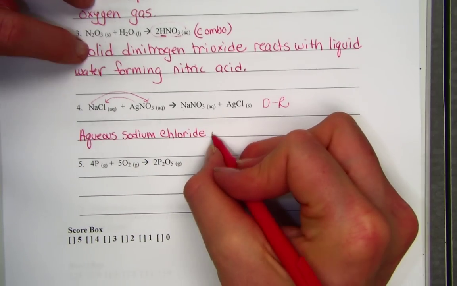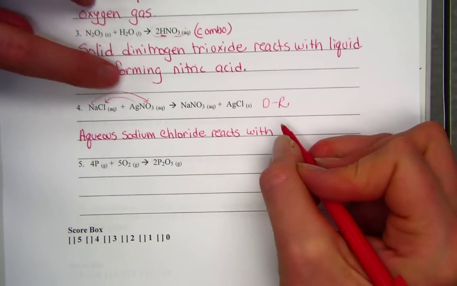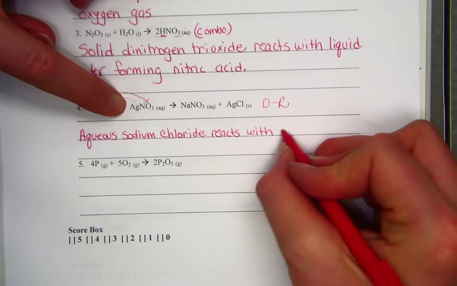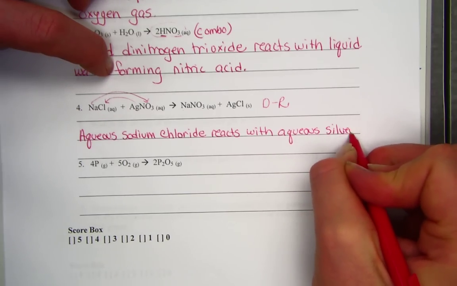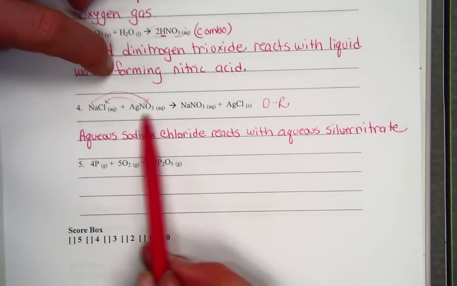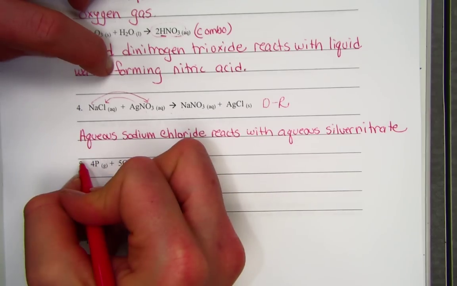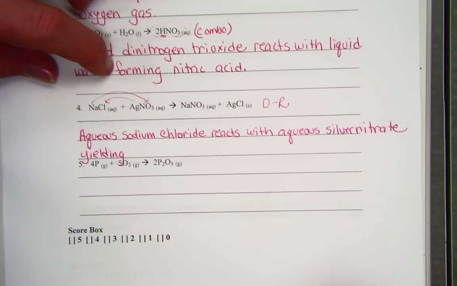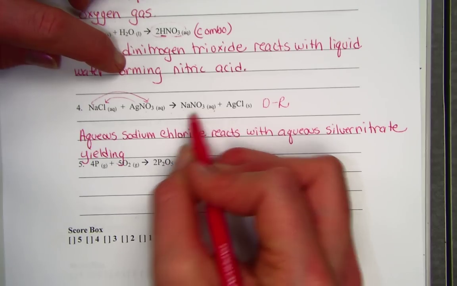The plus sign is reacts with, so we have a verb. I see aqueous silver nitrate. Aqueous silver nitrate is AgNO3. And then I've got the arrow. So how about we say yielding? So we have a little different flavor here. Yielding aqueous sodium nitrate.